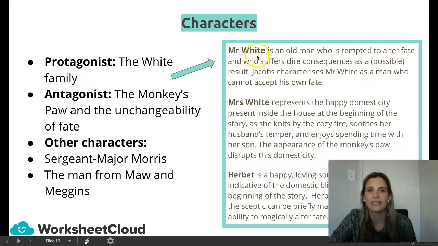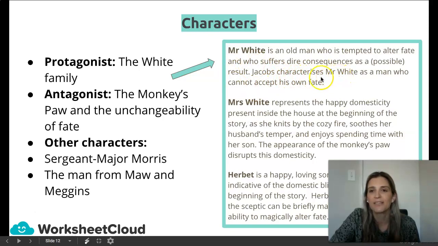So let's look at the protagonist. We have Mr. White. He's an old man who's tempted to change fate. And he realizes and suffers the consequences. Jacobs characterizes Mr. White as a man who cannot accept his own fate, and that's why he wants to change things. Then we look at Mrs. White. She represents happy domesticity, which is present in the house. That's just being domesticated at the beginning of the story. As she knits by a cozy fire, she soothes her husband's temper, and she enjoys spending time with her son, so they have quite a close bond. The appearance of the monkey's paw disrupts this whole happy family.